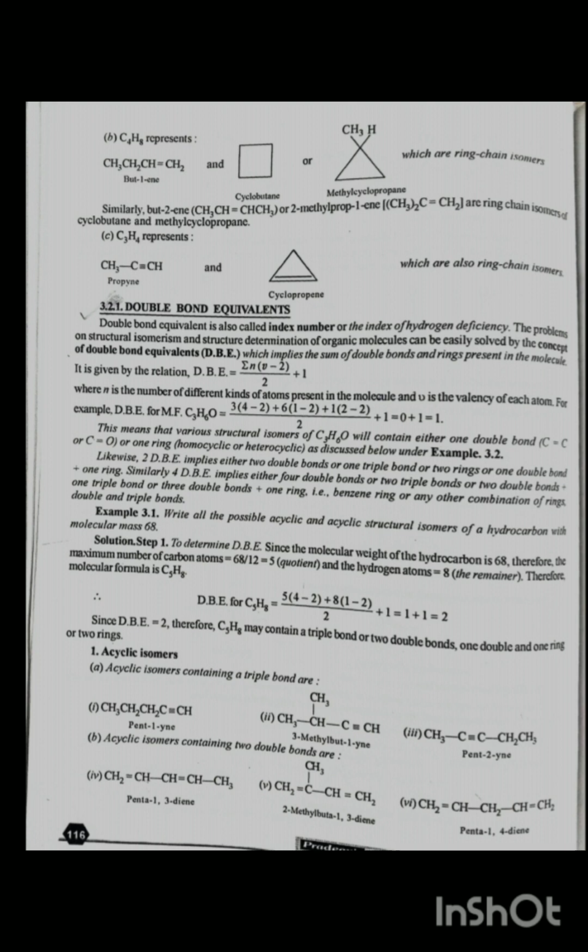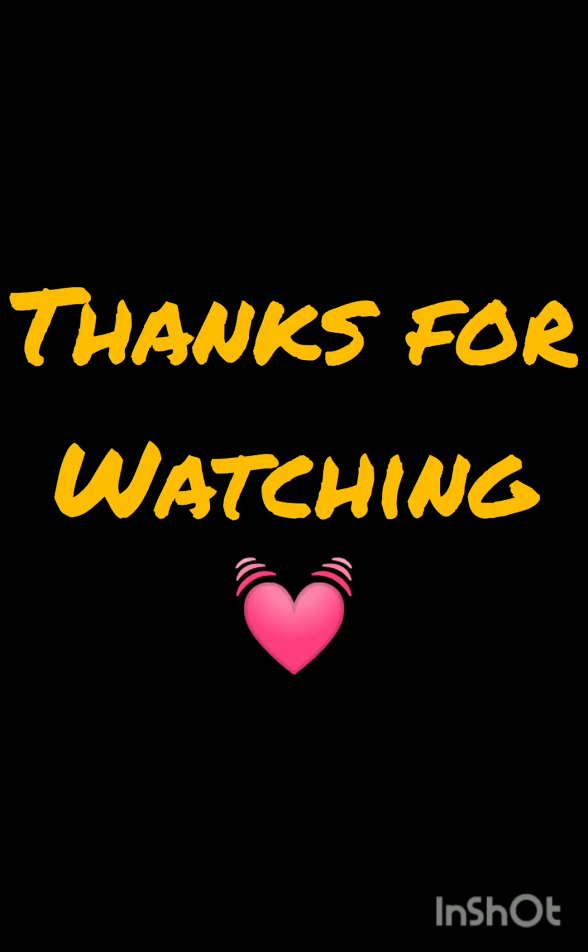First, acyclic isomers. A. Acyclic isomers containing a triple bond are pent-1-yne, 3-methylbut-1-yne, and pent-2-yne. B. Acyclic isomers containing two double bonds are penta-1,3-diene, 2-methylbuta-1,3-diene, and penta-1,4-diene. All of this is for today. Thanks for watching.